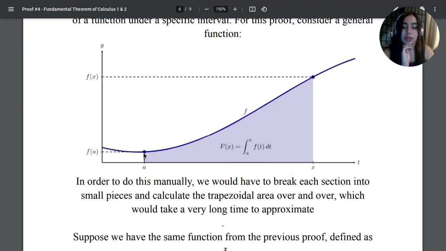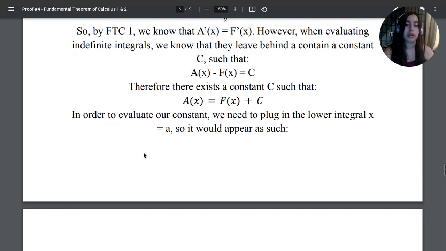I can show this a little bit. Let's suppose that we're taking the integral from a to a, it would just be right here. There is no area that we can calculate, since technically this is all going back to evaluating the area under the curve.